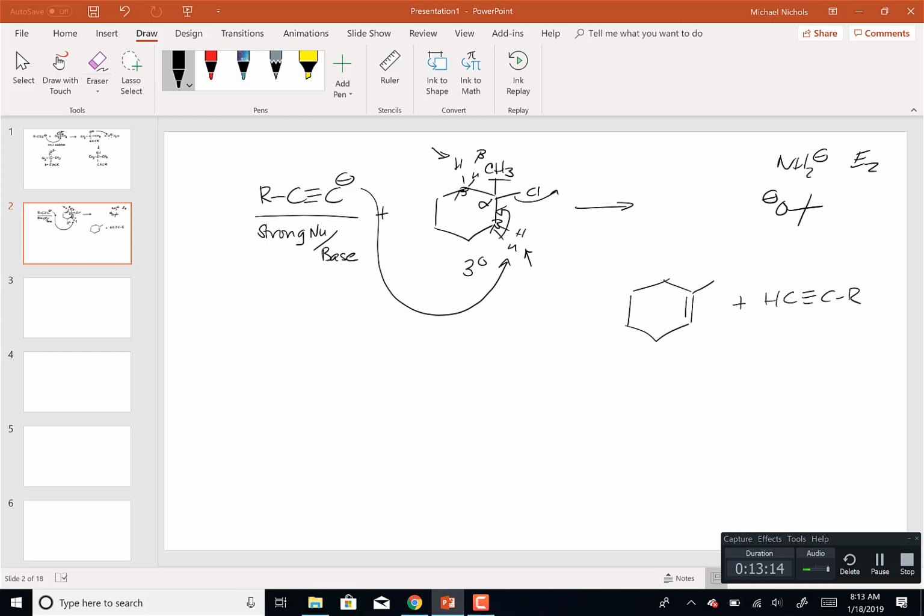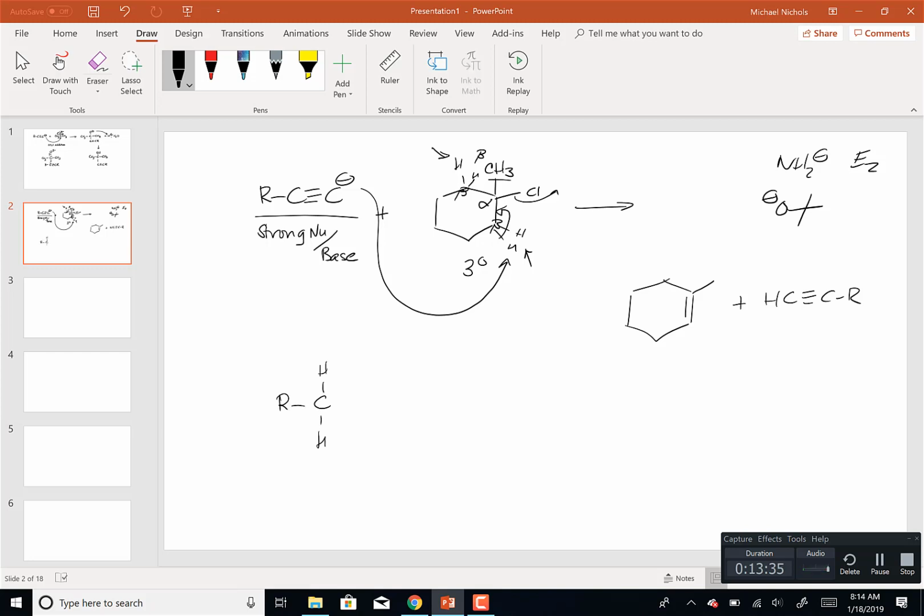Any other questions about anything? So for the front, how do you know if you're making terminal versus internal? That was like in problem 2, right? Yeah.